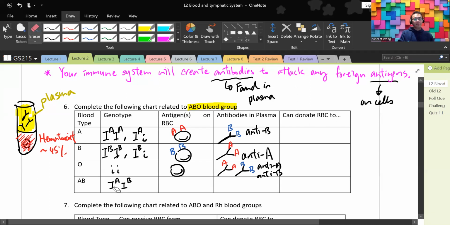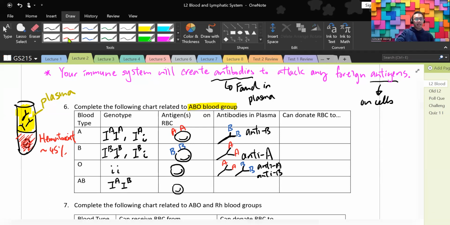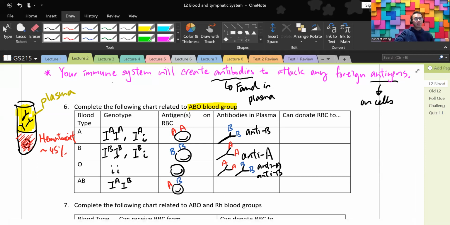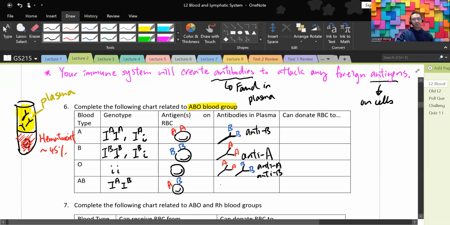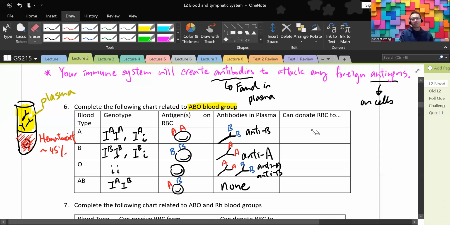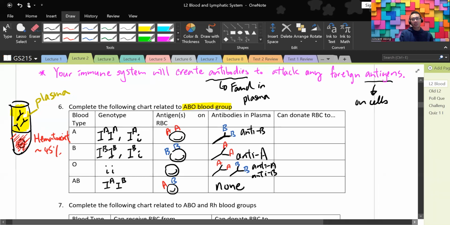Okay, so what if IAIB, right? Then you're gonna have A and you're gonna have B, right? What kind of antibodies are we gonna make here for this person? Yeah, none, right? Nothing, because otherwise you would end up attacking yourself, and we definitely don't want that. Anytime your immune system attacks yourself, you would have what we call an autoimmune disease, like lupus, for example, ALS, or multiple sclerosis. We don't want that. Okay, so who can we donate to?